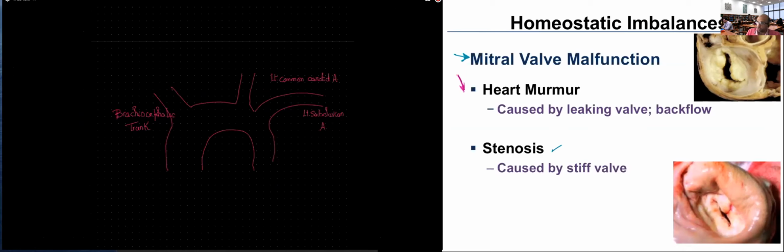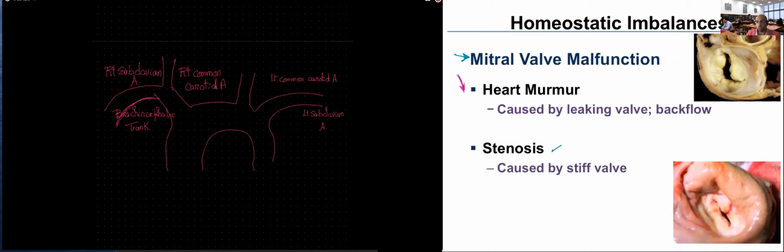The brachiocephalic trunk splits into two branches, one that ascends going up, and one that will travel below the clavicle. So the one going up, this is my right common carotid artery. And the one that travels below the clavicle on the right side, this is going to be my right subclavian artery.